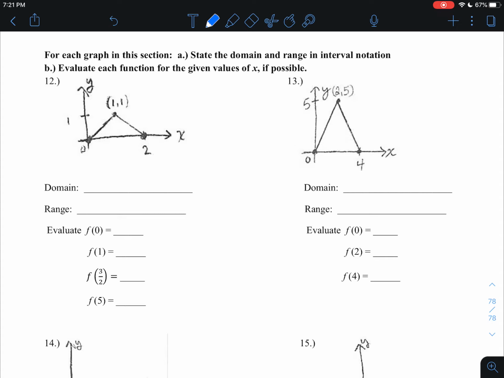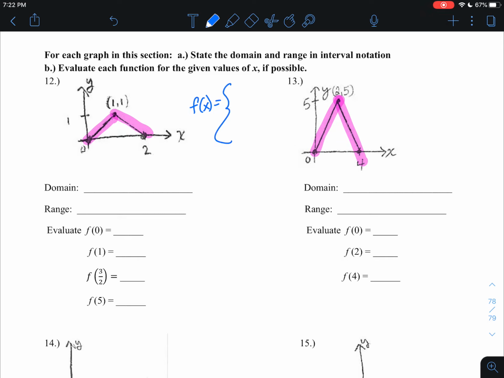Notation. Evaluate each function for the given values of x if possible. So the difference with these questions is that they are already giving us the graph, but they're not giving us the notation. So we don't have this notation. So we have to use the information that is given in the graph to answer their questions.